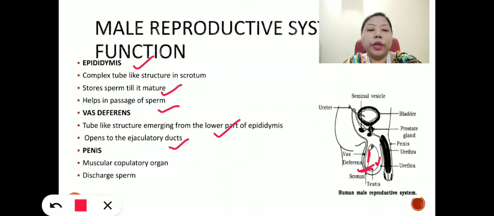The next component is the penis. It is a muscular copulatory organ. The organ through which the sperm will be discharged is called the penis, and its main function is to discharge the sperm when there is intimacy between the male and the female. So the sperm will be discharged from the male body through the penis.